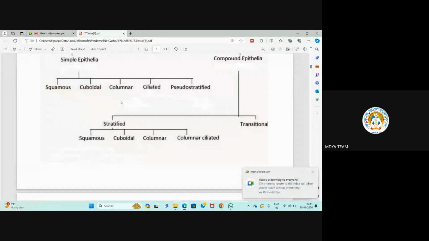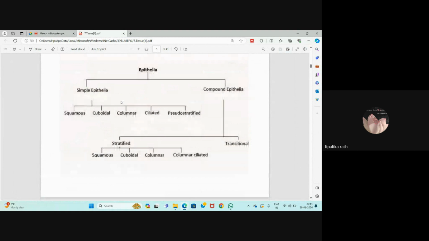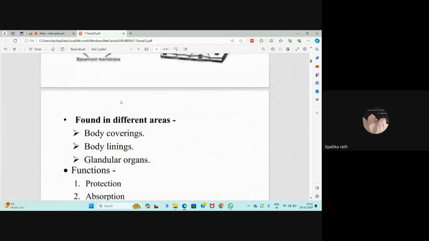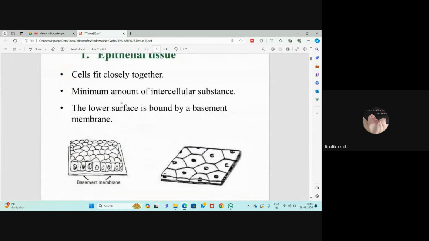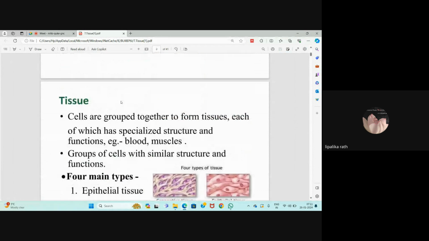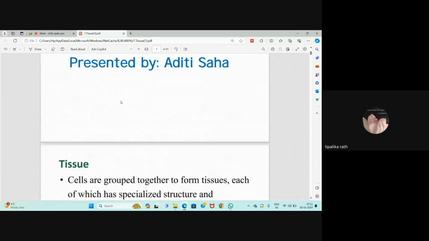So, anybody can give me yesterday's recap? Ma'am, I will do. Yes, yesterday we learned about tissue. Tissue is the collection of cells that make the tissue in a living body, like blood and muscle. A group of cells with similar structure and functions. There are four types of tissue: epithelial tissue, connective tissue, muscular tissue, and nervous tissue.